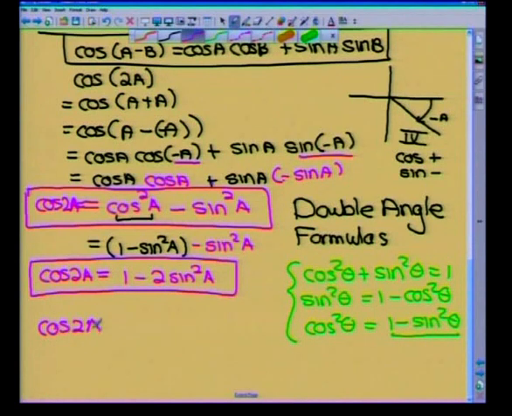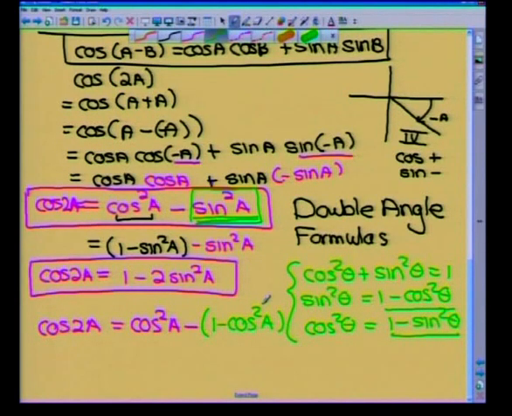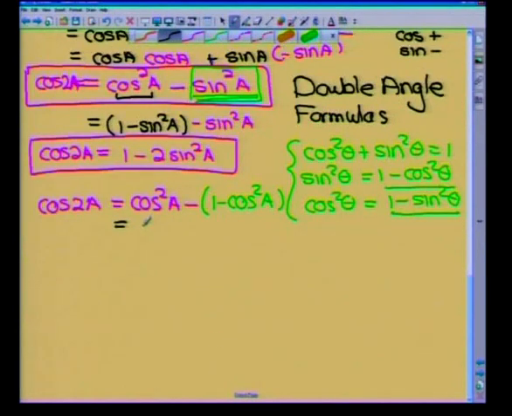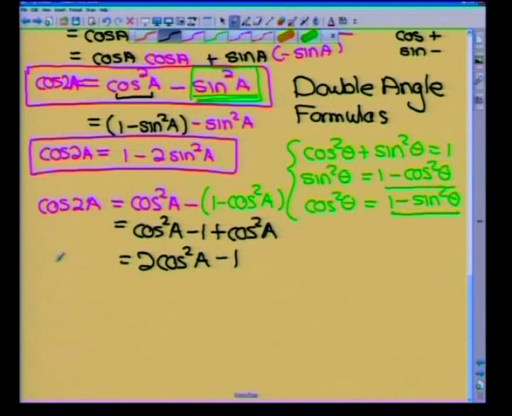The last possible version of this is if I went back again to this top one here. And this time I change this. So I would say, right, that's equal to cos squared A minus, and in place of the sine squared, I'm going to replace with this, 1 minus cos squared A. All right, the good news is if I do that, this is going to become cos squared A minus 1 plus cos squared A, which then gives you 2 cos squared A minus 1. And there's your third formula for cos 2A.